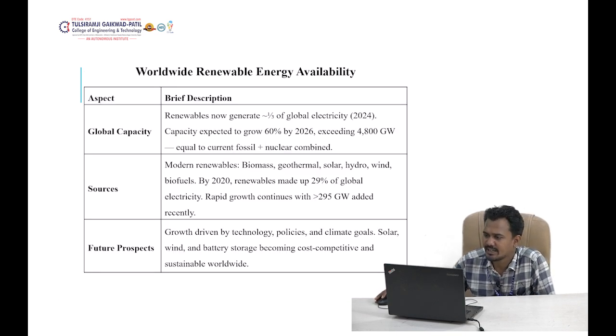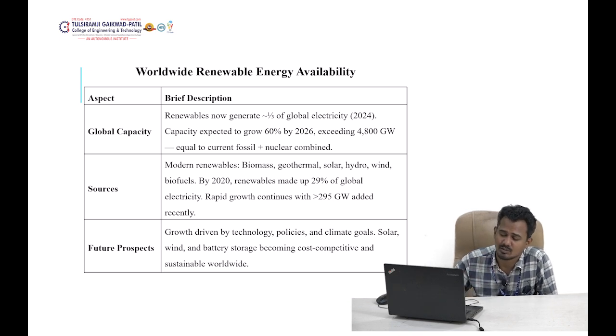Next is worldwide renewable energy availability. The global capacity you can see here is now one third. So we are focusing on the use of renewable sources. Two thirds is non-renewable, but one third is renewable nowadays. We are focusing to increase this day by day. As for sources, modern renewables by 2020 account for 29% of global electricity. For the future prospect, we have to develop some new technology so that the losses can be nullified. You can see the worldwide renewable energy availability on your screen.